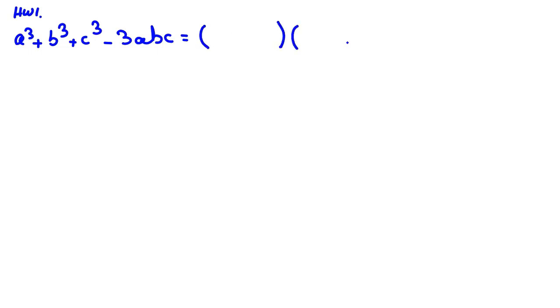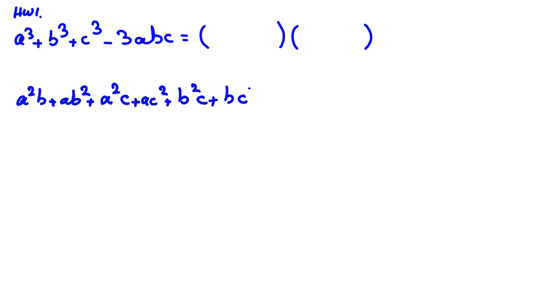Let me write another factorization for you. Try to factorize these terms. One of them is homework number 1: a cubed plus b cubed plus c cubed minus 3abc. Try to factorize this, write it as a product of two terms. The other one is a squared b plus ab squared plus a squared c plus ac squared plus b squared c plus bc squared plus 2abc. Also try to factorize it, try to write it as a product of three terms, as homework number 2.